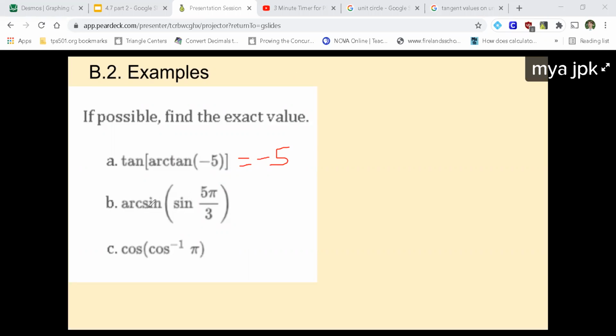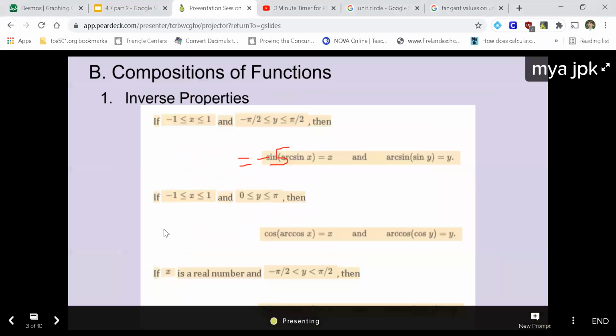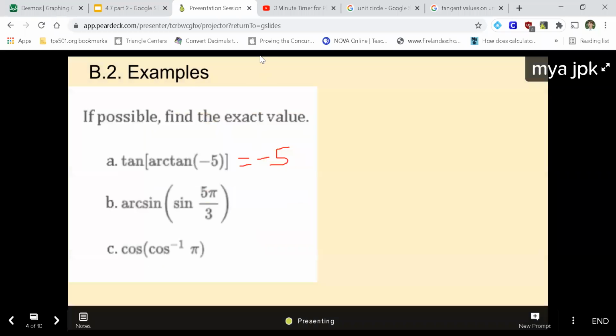To do this one, arcsine of sine of 5 pi over 3, I'm going to see, can I use my inverse property? So I'm going to look at this 5 pi over 3, which would be a y value, since sine is the inside function. Is that in the range of arcsine? And no, it's not. 5 pi over 3 is not between negative pi over 2 and pi over 2. So this will not cancel out. So instead, I have to work this one by hand.